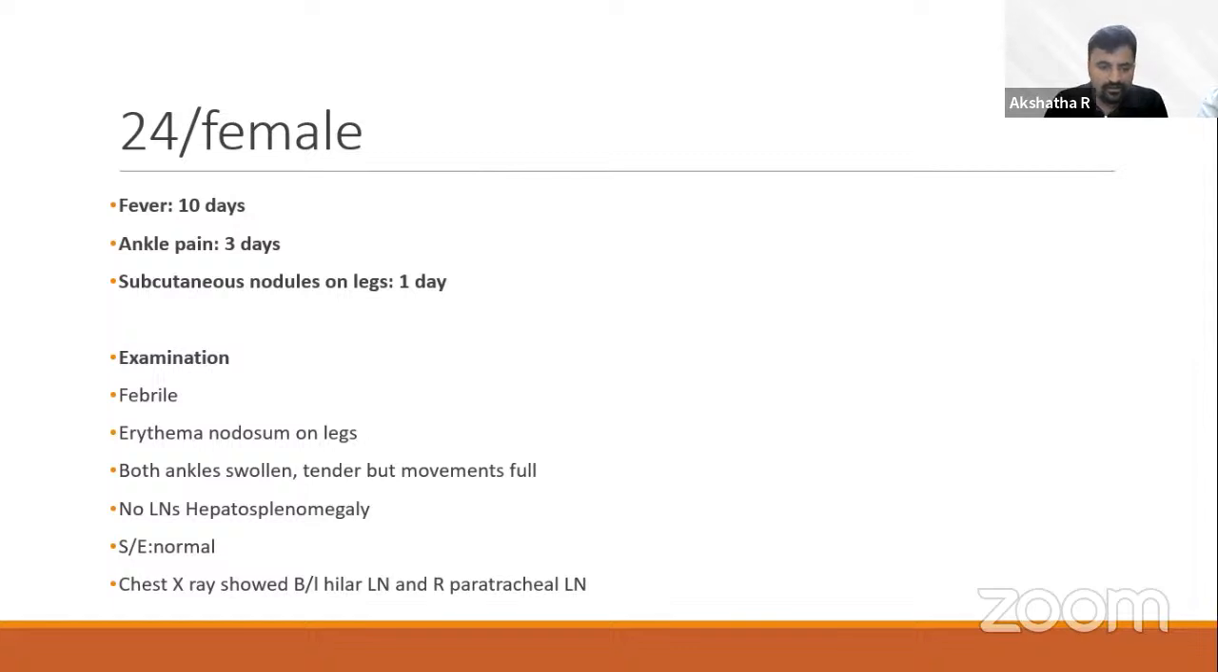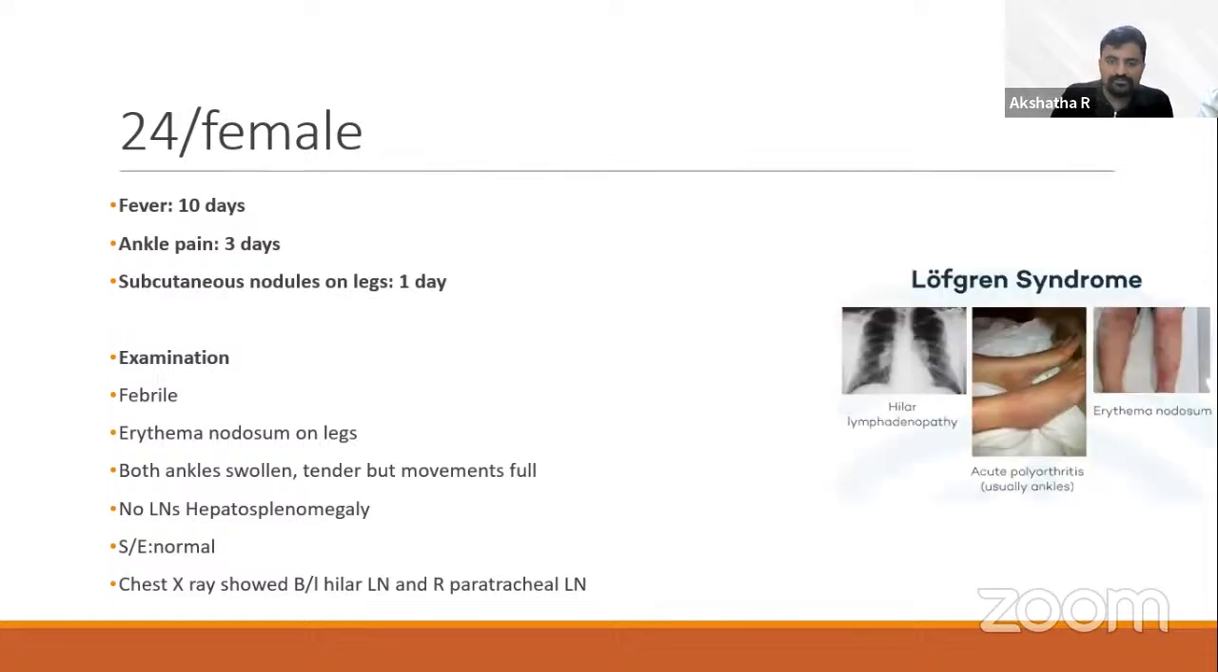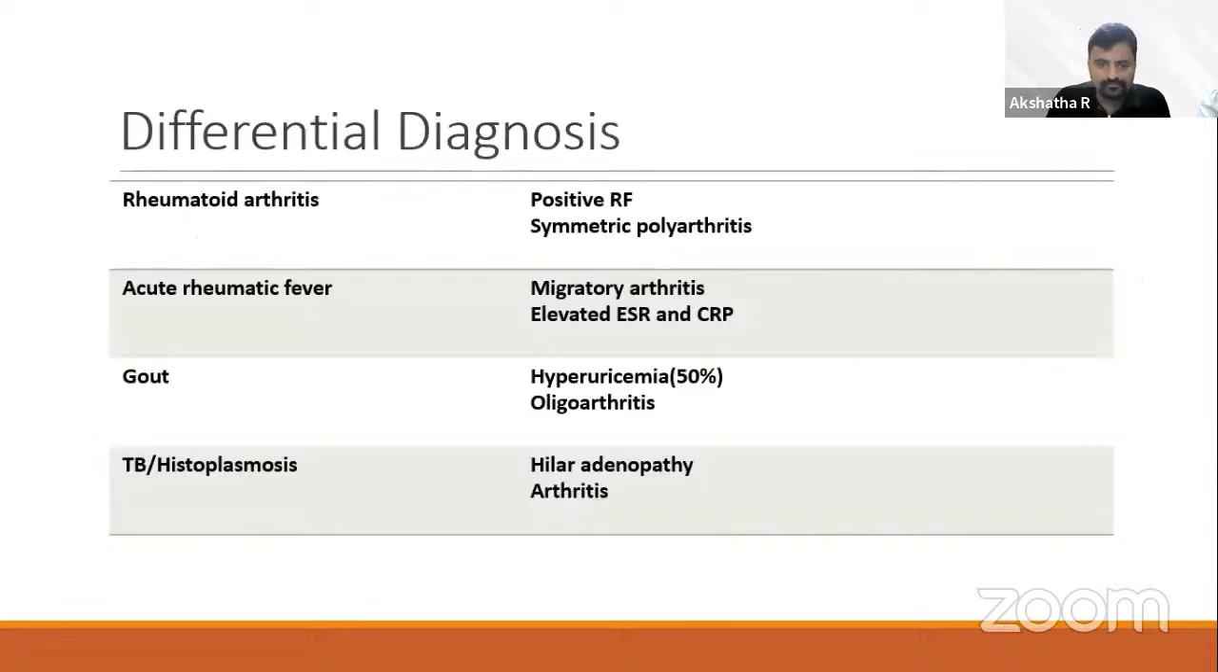The chest X-ray showed bilateral hilar lymph nodes with right paratracheal lymph nodes. So this patient had hilar lymphadenopathy and swollen ankle with erythema nodosum. This comes to a triad which is called Löfgren syndrome, which is a classic feature of sarcoidosis. It presents with hilar lymphadenopathy, acute polyarthritis, usually of the ankles, and erythema nodosum. So we made a diagnosis of sarcoidosis.